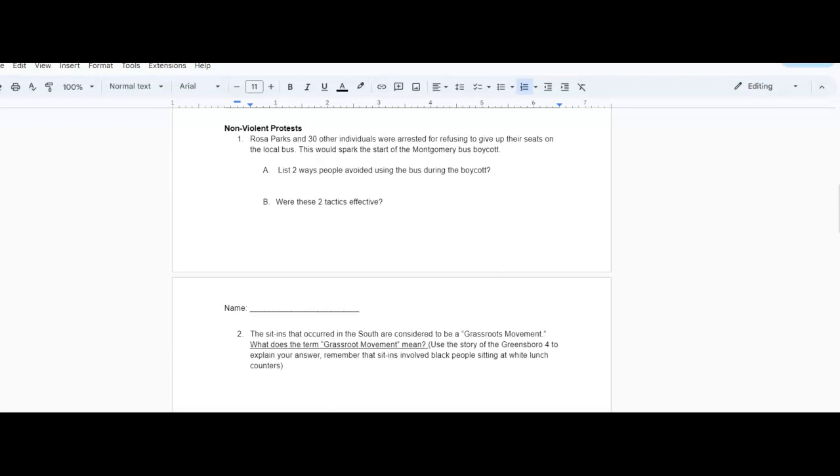The next section of the test is about nonviolent protests. Number 1, Rosa Parks and 30 other individuals were arrested for refusing to give up their seats on the local bus. This would spark the start of the Montgomery bus boycott. List 2 ways people avoided using the bus during the boycott, and were these 2 tactics effective?